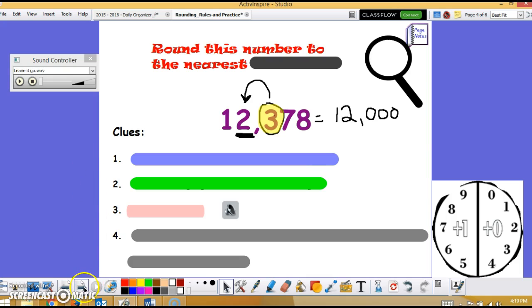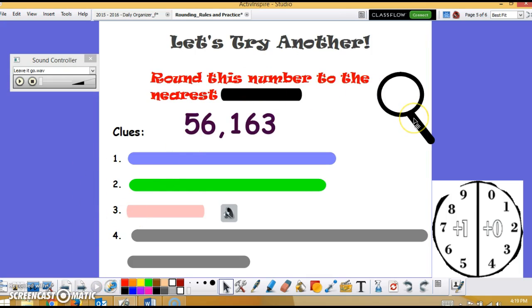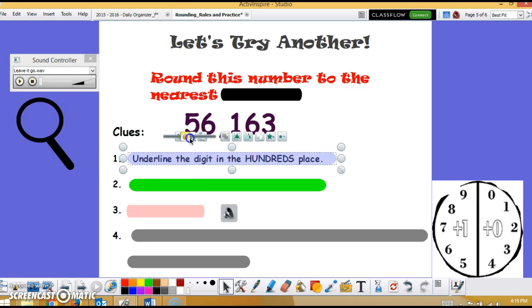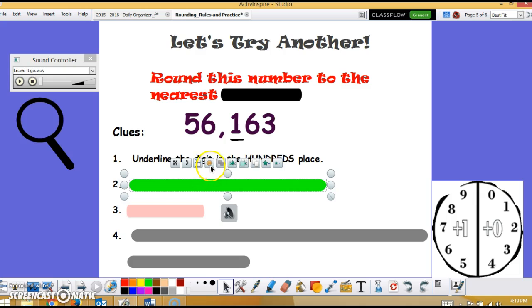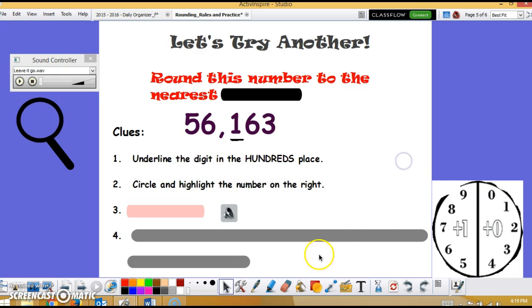Let's try one more. If I want to round this number, 56,163, to the nearest hundred, I just need to follow Mr. Panza's rules. The first rule tells me that I need to underline the digit in the hundreds place value, which is my 1 because it is in the ones, tens, hundreds. My second rule tells me that I need to circle and highlight the number to the right of the underlined number. So I first circle my 6, and then I highlight my 6.